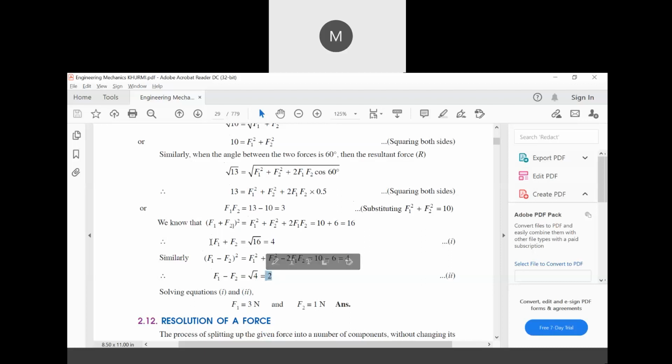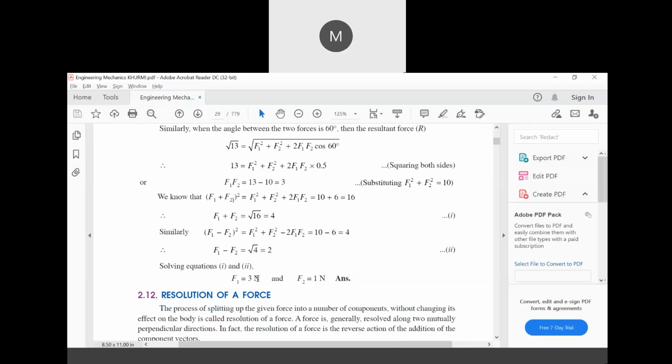That means if you solve F1 plus F2 equal to 4 and F1 minus F2 equal to 2, then you will be getting what? F1 is equal to 3 and F2 equal to 1 Newton. That's it. Is it clear?